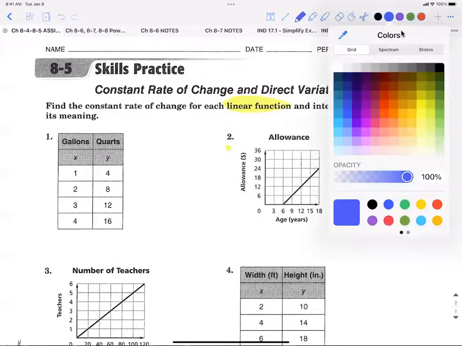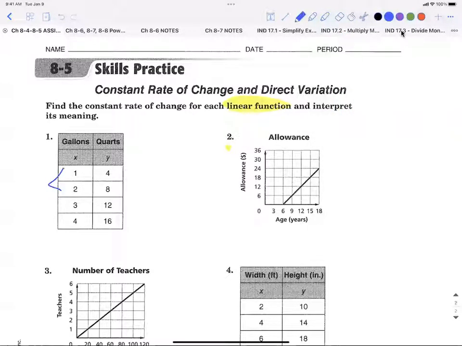And you're still going to do it the same. You're still going to do your change in Y, which in this case is plus 4, over your change in X, which is plus 1. Because it's linear, you don't have to do it all the way down. If you want to glance, you can see that it goes up 4 every time, right? But your slope would be 4 over 1 or 4.